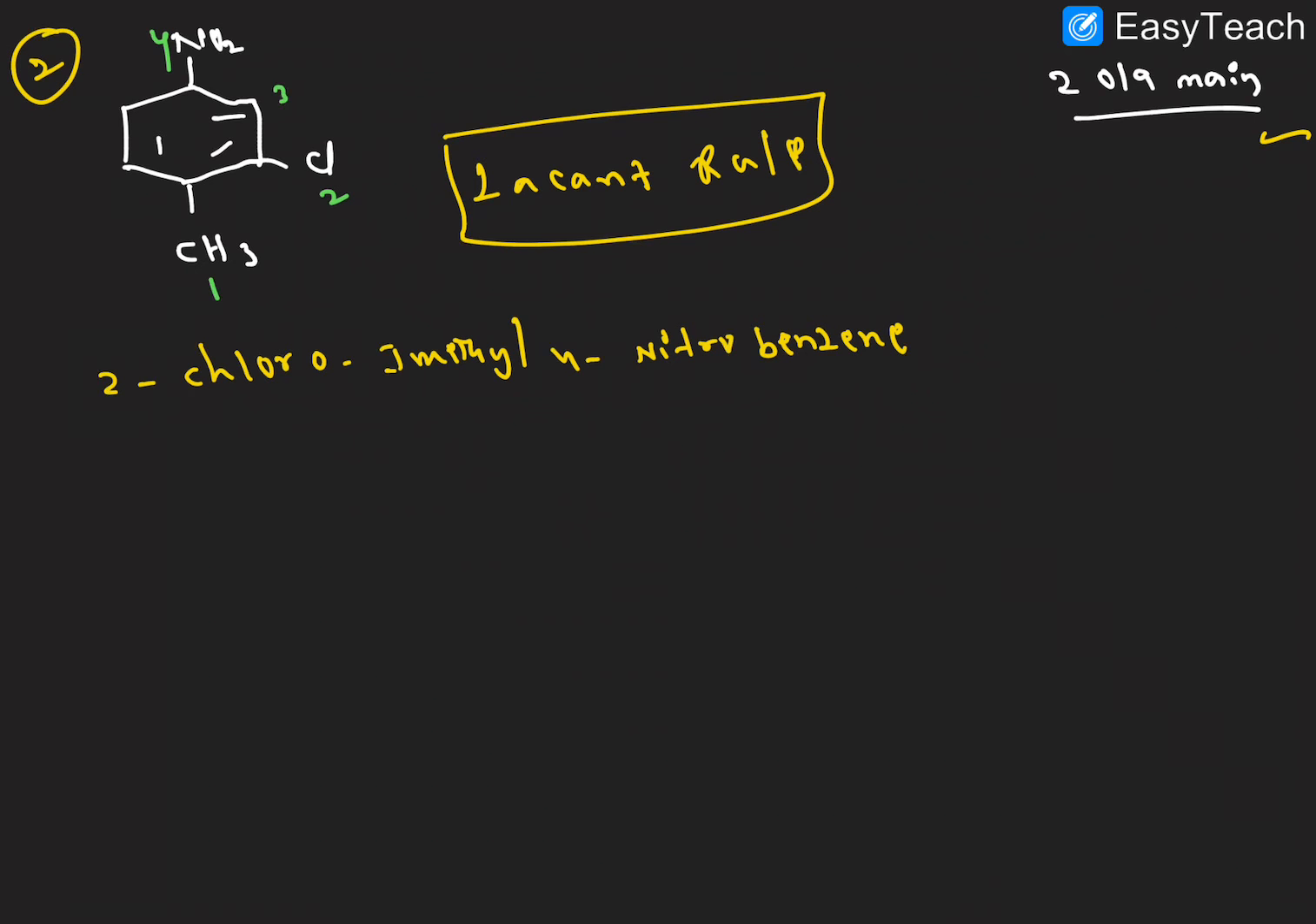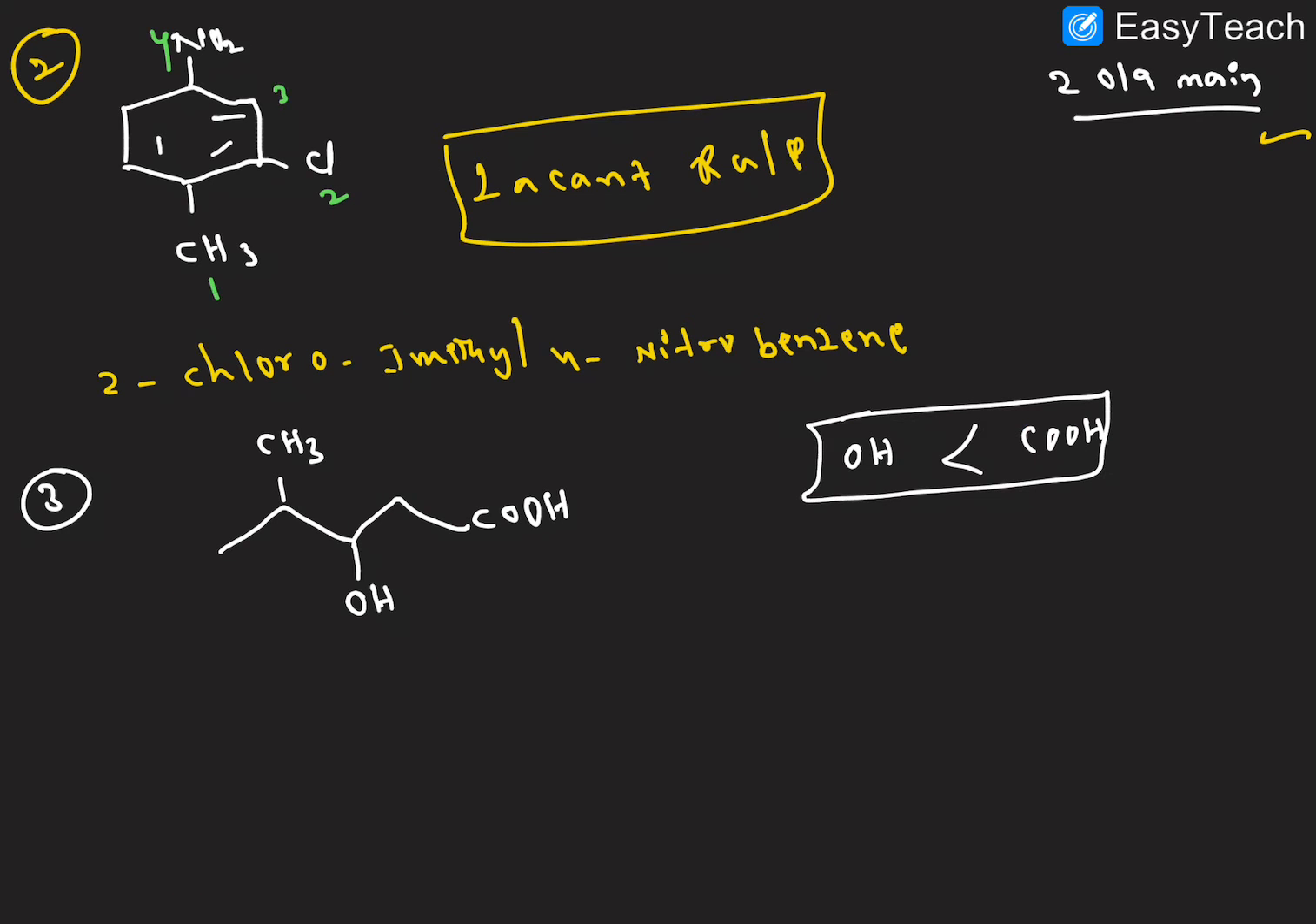Next one, example 3. Here OH, and here OH, and here CH3. According to the priority order, two functional groups are there: OH and carboxylic acid. We already discussed the priority order. Now we count 1, 2, 3, 4, 5. This is the long chain.